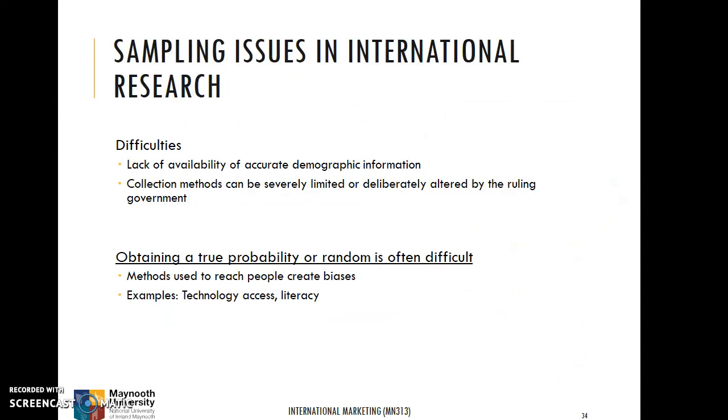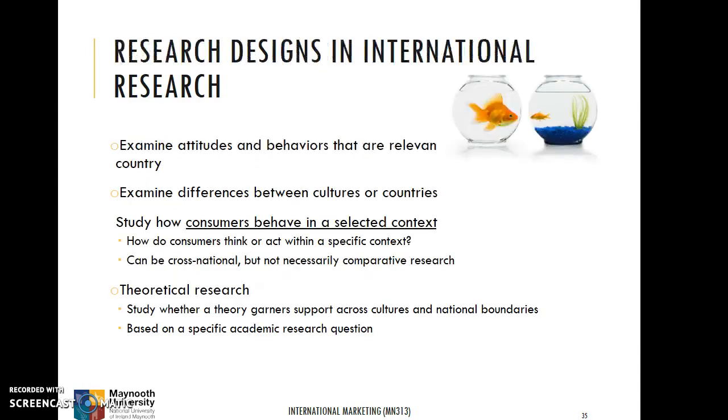There are sampling issues in international research. The difficulties are the lack of availability of accurate demographic information, and this may vary per country. Collection methods can be severely limited or deliberately altered by the ruling of that particular government, which in itself will create challenges. Obtaining a true probability or random sample is often difficult, so methods are used to reach people that create biases. Examples are technology access and again the level of literacy.